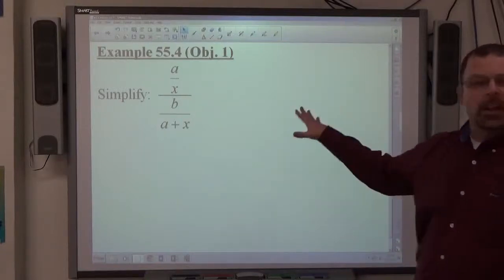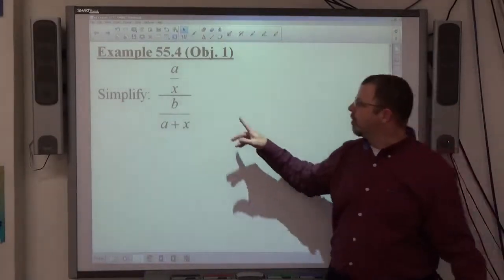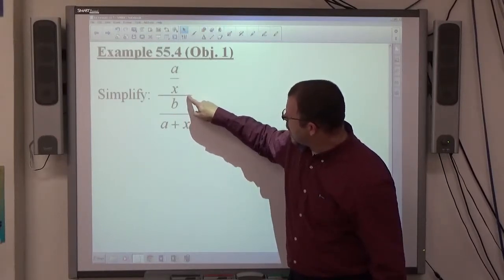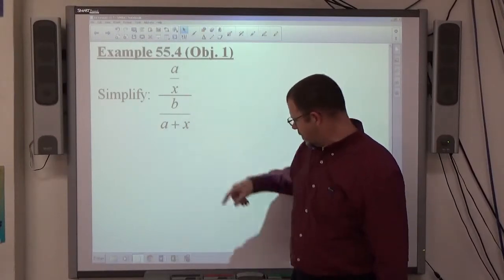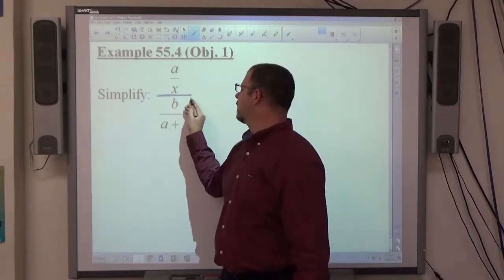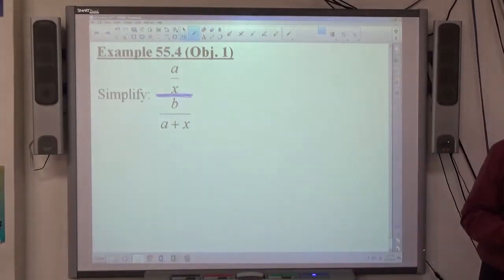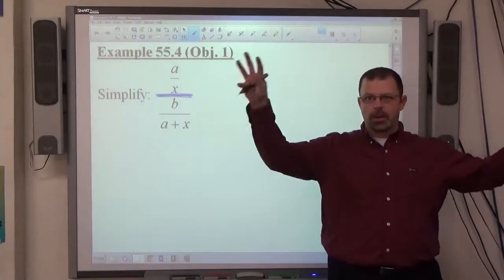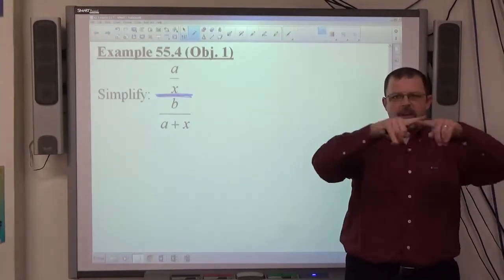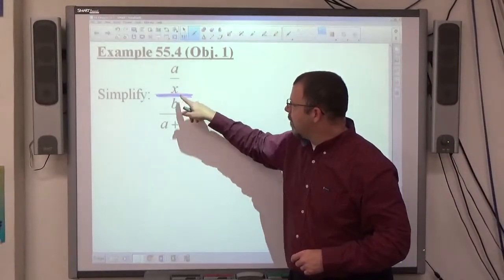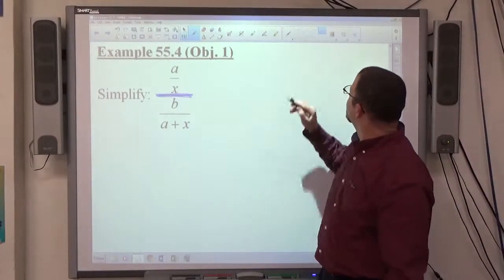Last example, a little uglier than the other three examples, but a over x over b over a plus x. Again, this fraction bar is a little bit bolder than this one, so that is my main fraction bar. That actually gets easier as the problems get uglier, because as it gets uglier, you've got more terms, like term plus term plus term over stuff. The main fraction bar is the longest one every time, but right now these are almost the same length. That one's a little bit bolder, so there's my main fraction bar.